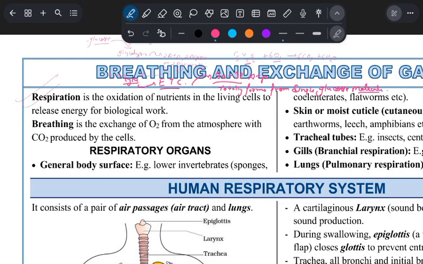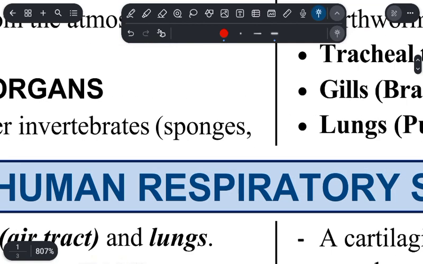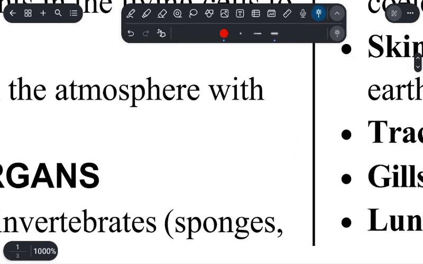That was all about respiration. Now we will move toward breathing. Breathing is the exchange of O2 from the atmosphere with CO2 produced by the cell. Exchange. Okay, we will go here.